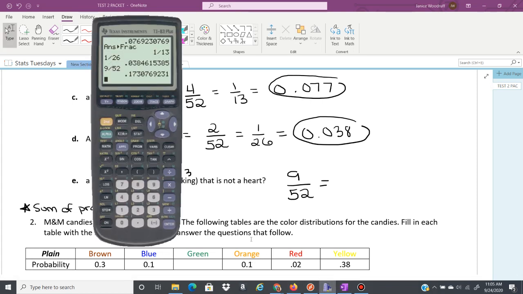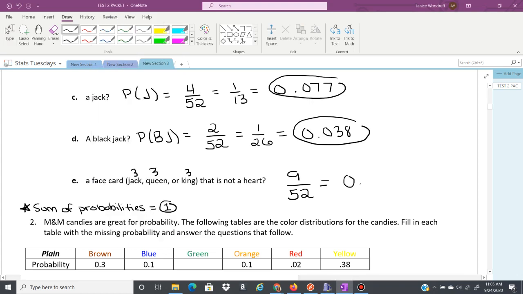So that gives us 0.173. Okay, and then of course these are all just in single experiments. So this isn't me taking a deck of cards and each time, we're going to get to that later on in the chapter. This is a single one, meaning, okay, I have a full deck of cards each time I'm flipping one.